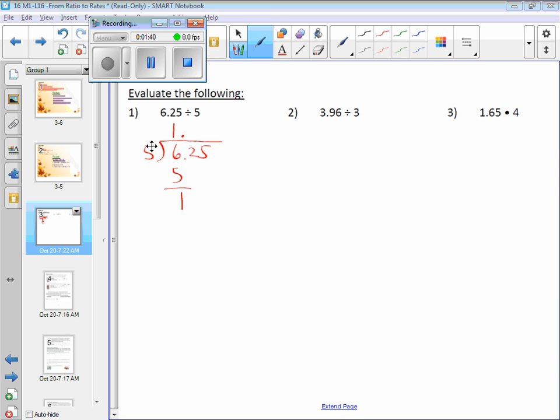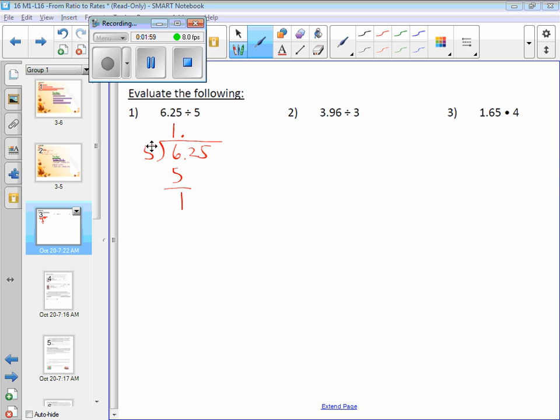You have to go to what's called termination, which means, does anybody know what termination is? Right, you keep dropping down numbers, as you'll see, or zeros until there is no remainder, or what we call a repeating decimal.